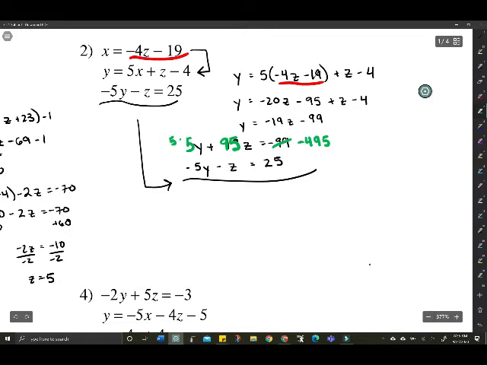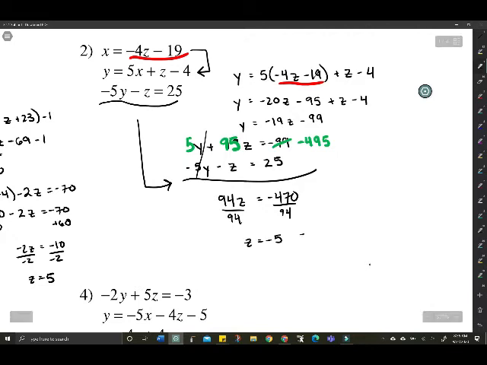Then I'll add, and things should cancel here. So the 5y and the negative 5y cancel. I have 94z is equal to negative 495 plus 25, negative 470, and divide by 94. And I get z is equal to negative 5. Nice. Okay, now with one variable, I can substitute it into something that has z and another variable.